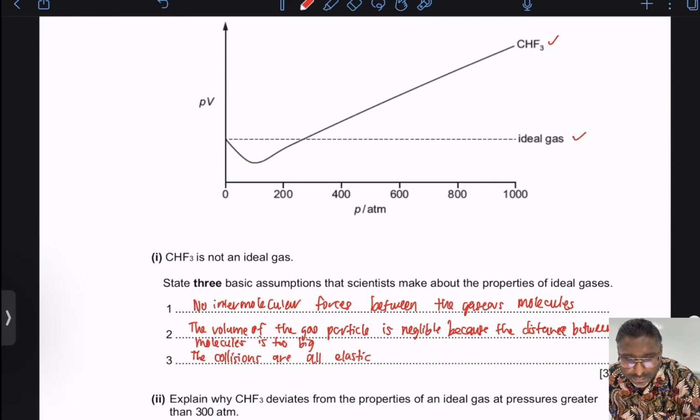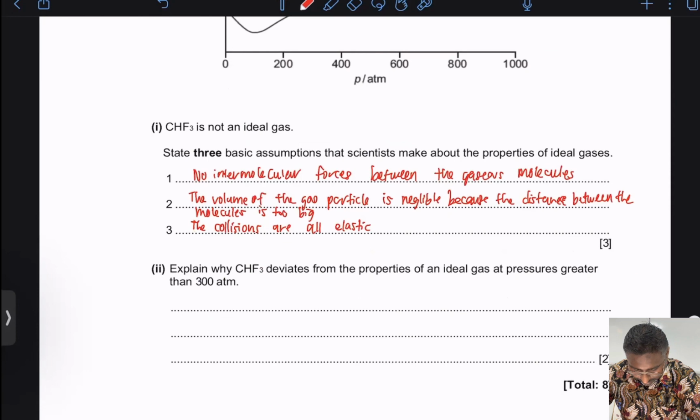Okay, so of course there are others, for example, when temperature increases, the average kinetic energy will increase and all that, and they always move in a rapid and random manner. Those are applicable for all gases. So the ones that are important are these three. Don't simply give everything. Now explain, but you see I started off with these two, because these two are the most important.